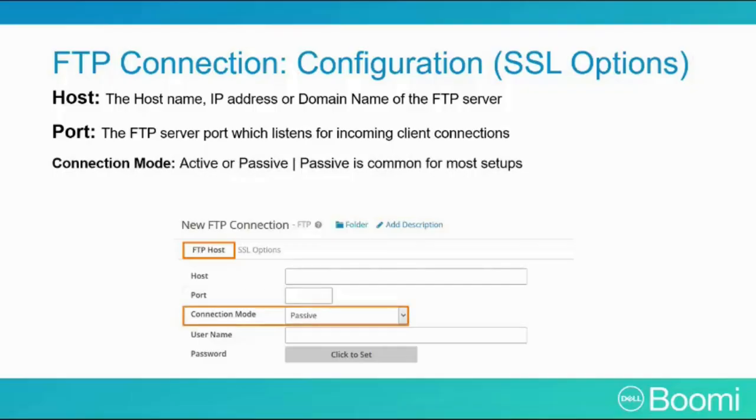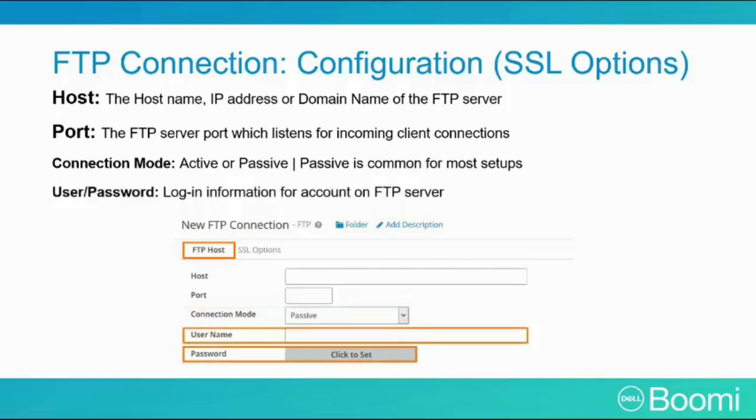The connection mode is active or passive. This is how the FTP client initiates both connections to the server, solving the problem of firewalls filtering the incoming data port connection from the server. Passive is commonly used. Finally, we have the username and password, which represents the user login information for the account on the FTP server. Now, please keep in mind this connection is a component, meaning once it's created, you can refer to it in other FTP connector shapes instead of creating a new one.